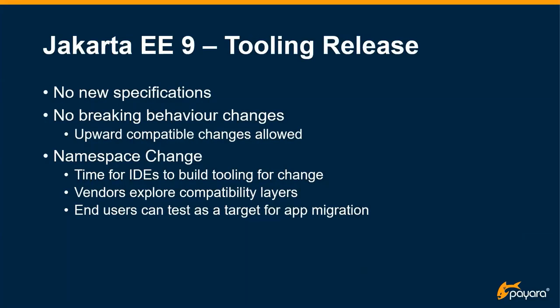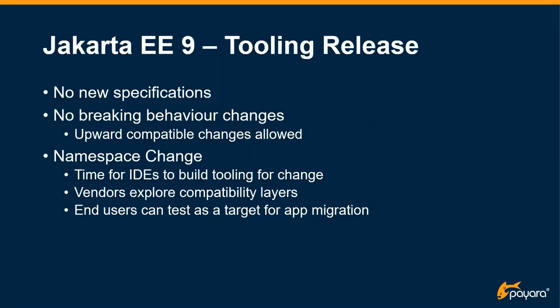The reason we're saying it's a tooling release is that we're not adding any specifications other than some that have been pruned from Java SE 8. We're not looking to make any breaking changes, so we're not introducing any new APIs, and no breaking changes other than the namespace, obviously, and maybe some upward compatible changes where they're small. But predominantly it's the move from javax to jakarta that we'll be completing in the API package names.